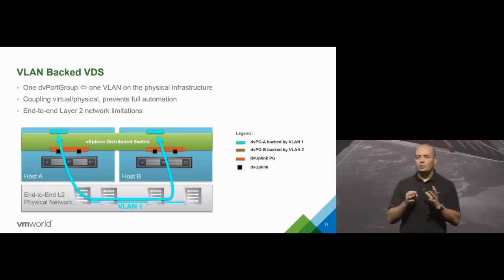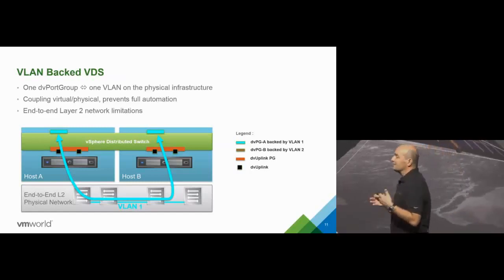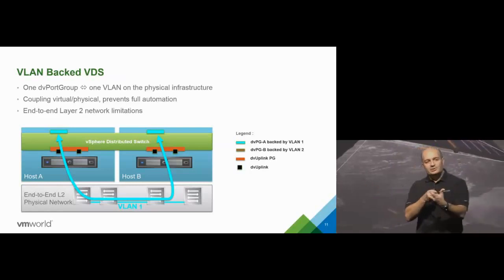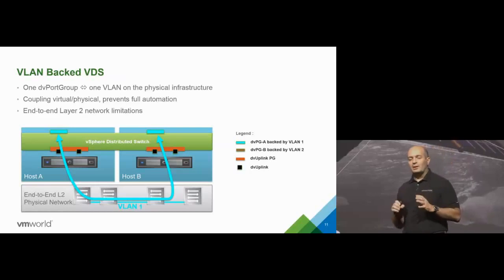Basically, you have a one-to-one association between a DV port group and a VLAN. So if I create a new DV port group, and if this DV port group extends beyond a host, it needs to be backed by, associated to, a VLAN so that its network traffic can be extended to this other host. So this solution, which works fine, has two, I would say, drawbacks.